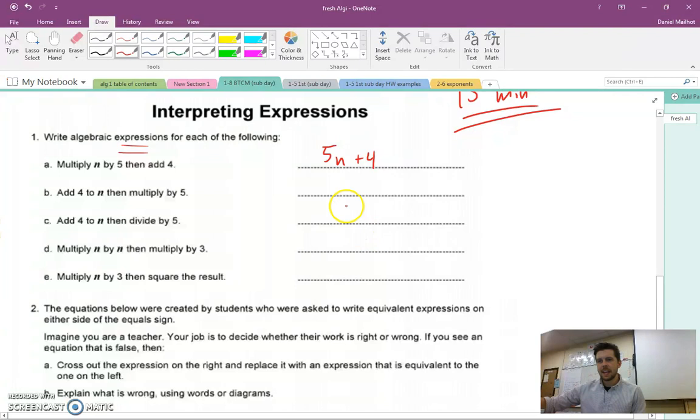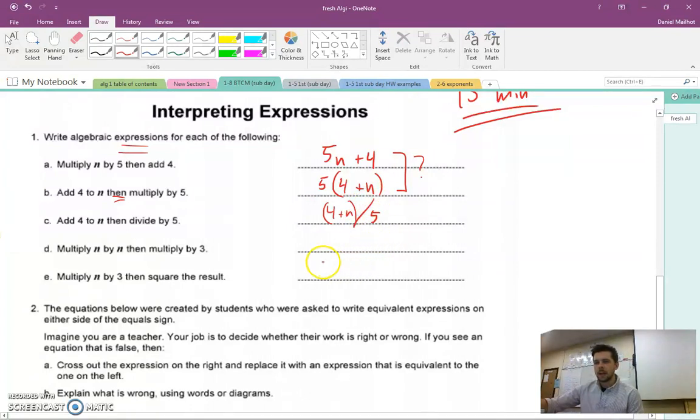Add 4 to n and then multiply by 5. We'll add 4 to n and then, right? Remember the "and then" gave us parentheses, and then multiply by 5. These two look very similar, but they're not equivalent. Add 4 to n and then divide by 5. So add 4 to n and then, in parentheses, divide by 5.